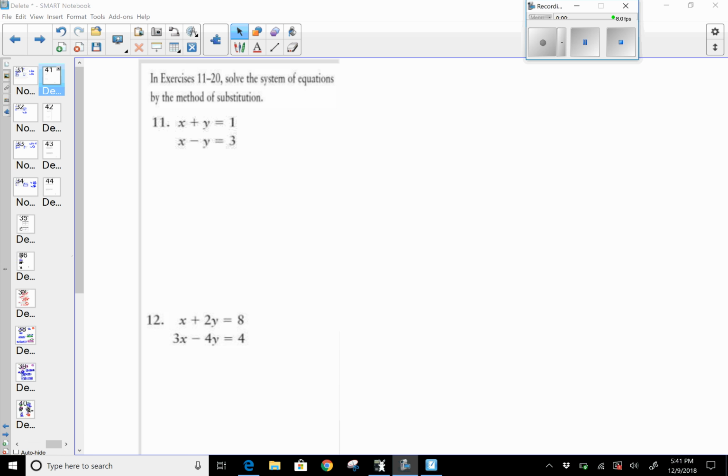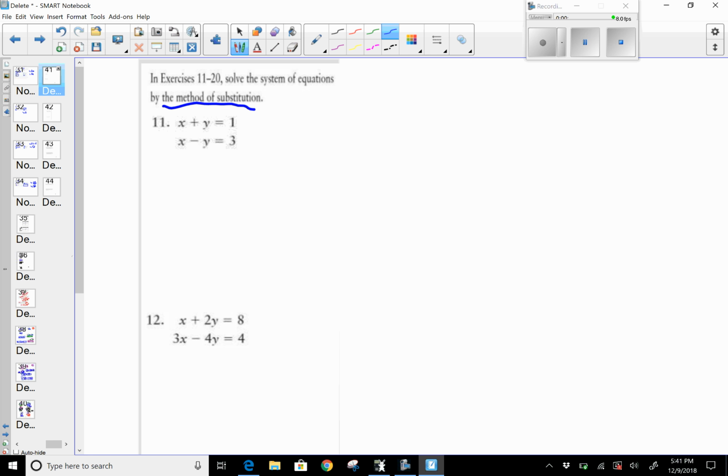All right, so we're back. So we're going to solve systems of equations. Okay. So they want us to use the method of substitution. Elimination would be great because these two would cancel out and you're left with 2x equals 4 and you get x is equal to 2. But we can't use that.